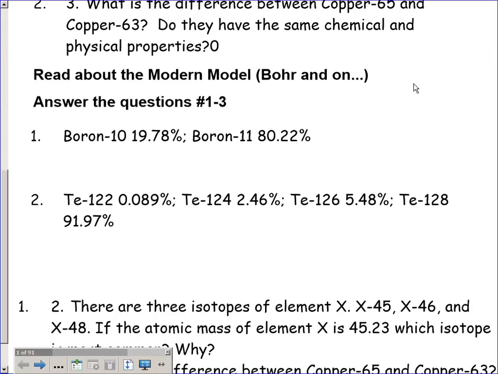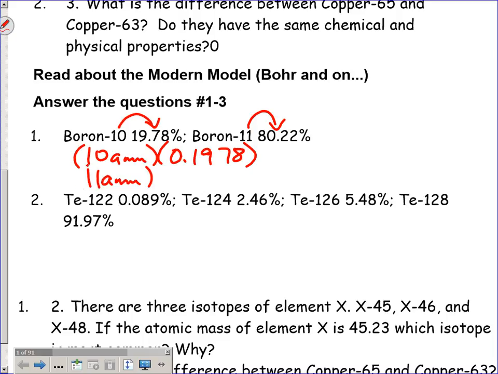Okay, so tell me, Allie, one more time. So mass is in atomic mass units, AMU, times the percent as a decimal, the pre-percent decimal. So we're not going to multiply by 19.78, I'm going to multiply by 0.1978. So when I take the mass times its percent, we're going to do the same thing for the other one. So 11 AMU, atomic mass units, times 0.8022. You guys have calculators?